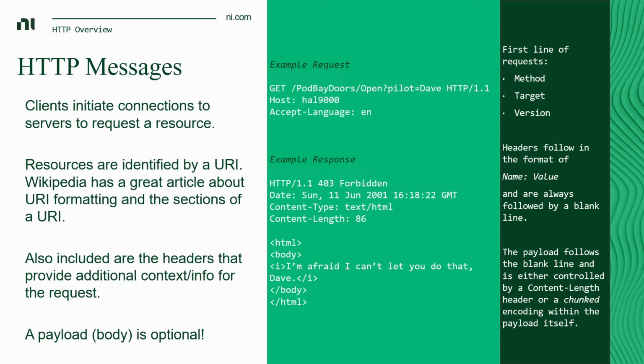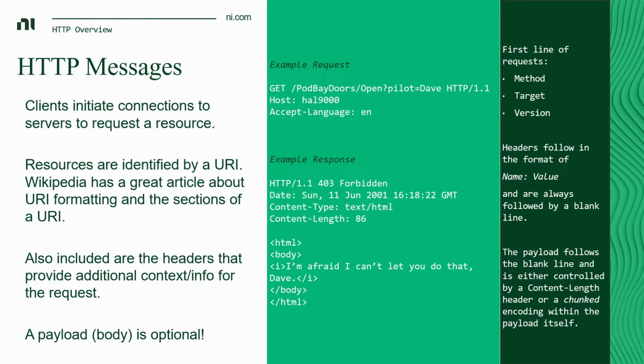In an HTTP request, the first line is comprised of a method, the target for the request, and an HTTP version. In this example request, we can see that the method is GET. The target resource being pointed at is the path identified by podbaydoors/open with a query string of pilot=Dave. And then finally, the HTTP version is 1.1.